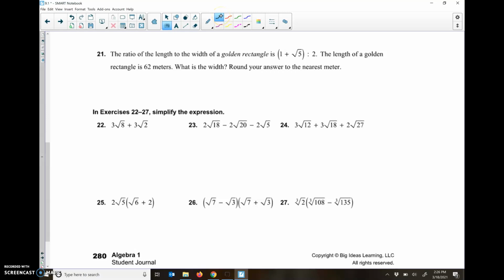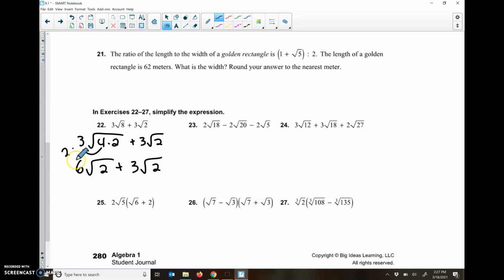In order for these to be added, they need to have the same thing in the square root house. So I just can't add these right now and say it's 3 root 10. Okay, I can't add square root of 8 and square root of 2 because one's an 8 and one's a 2. Okay, but I can break down 8. And I'm going to say that 8 is the same as 4 times 2. And I know the square root of 4 is 2. So now that becomes 6 root 2 plus 3 root 2.